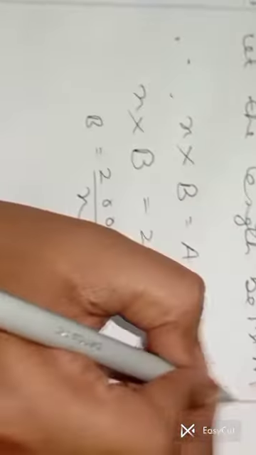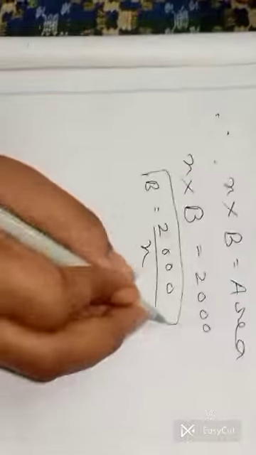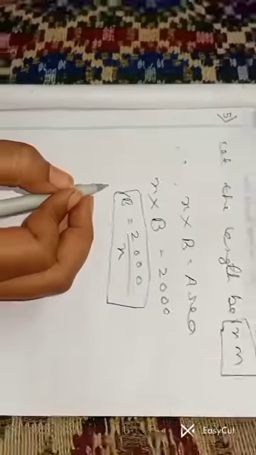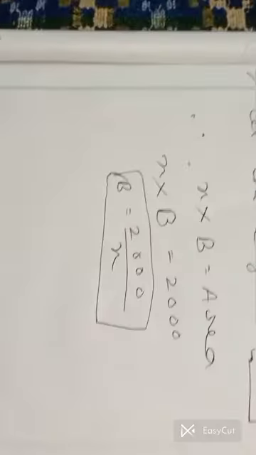So what is the breadth? 2000 by x. Length is x, breadth is 2000 by x. So we come down to the second part of the question.